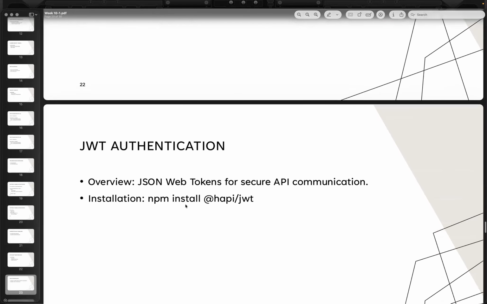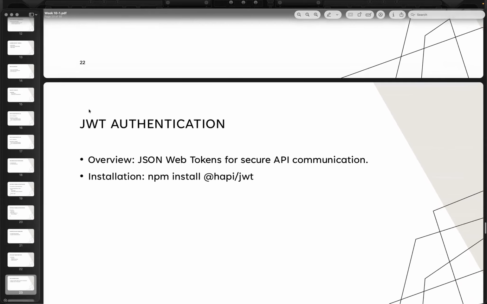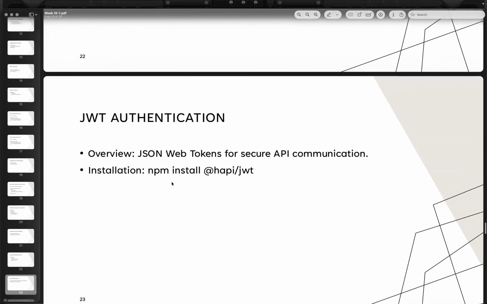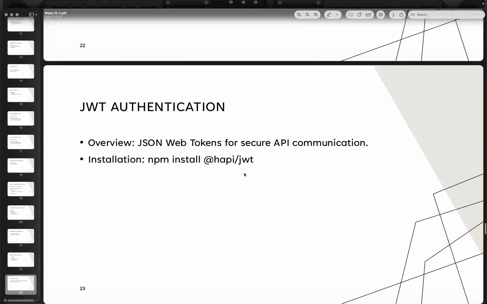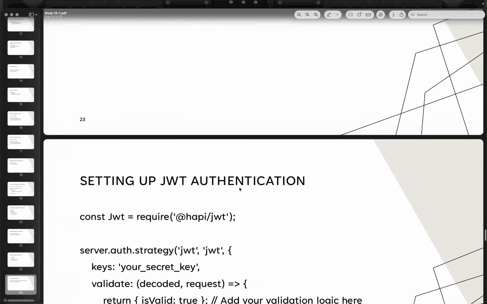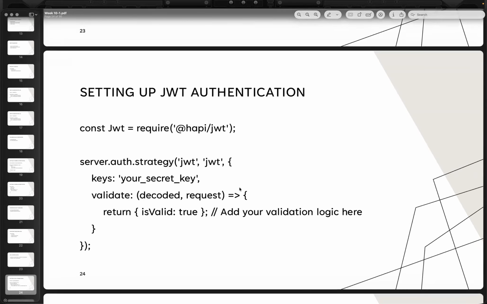Actually, there's one more, which is JWT. It's for authentication. So you will see one for cookie and one for authentication, JWT. You can also install it, it's hapi slash jwt. This one is the web token for securing the API communication. After you install it, it's pretty straightforward. You just add a new strategy, and then you can add a new key.